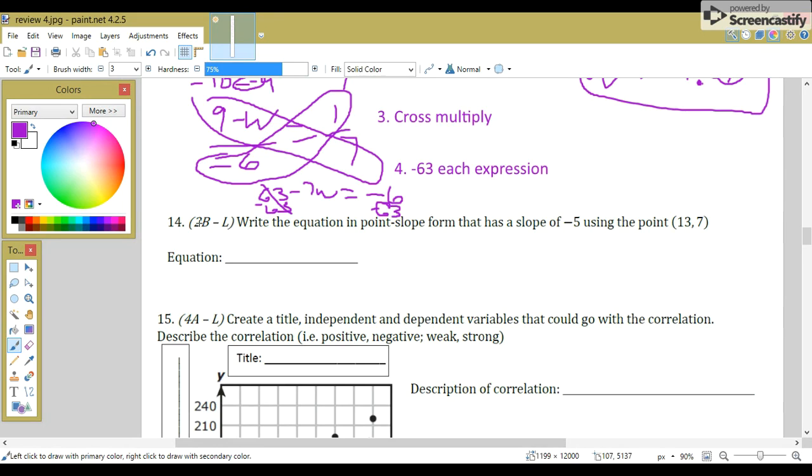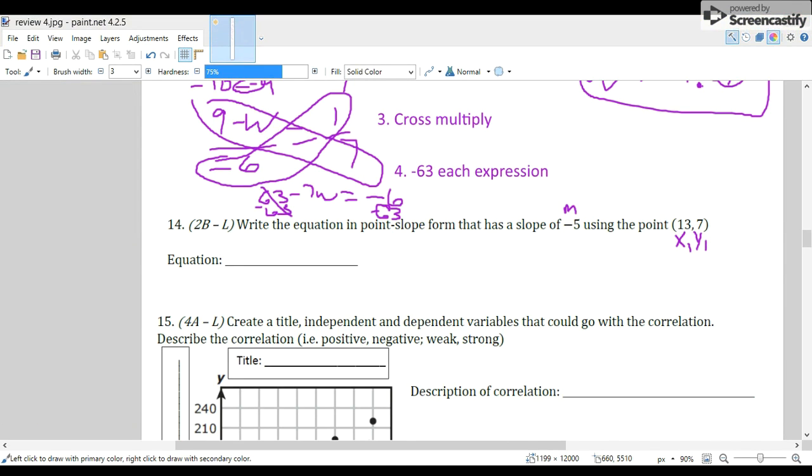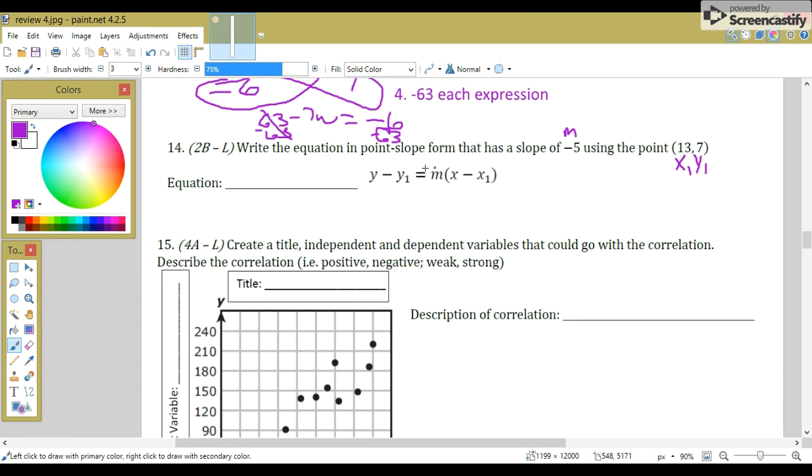Number 14, 2b. Write the equation in point-slope form that has a slope of -5 using the point (13, 7). So we're going to label m is the slope, -5, and then our point is x1, y1. Let's plug it into the point-slope formula. So after we've recalled the formula, let's go ahead and plug it in. We have y minus 7 equals -5 parentheses x minus 13. And that's your point-slope equation.